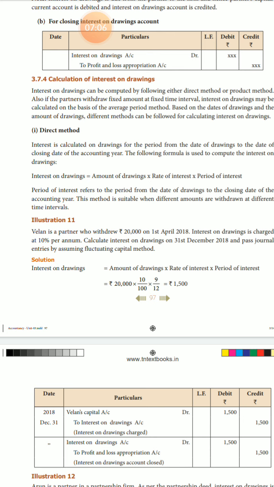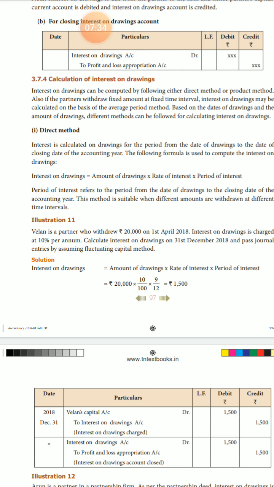Next, sum number 2. Arun is a partner in a partnership firm. As per the partnership deed, interest on drawing is charged at 12% per year, for the year ending 31st December 2018. Listen students, which month is the opening?